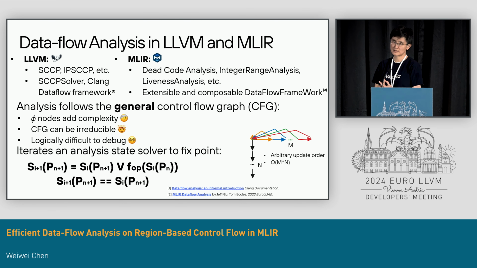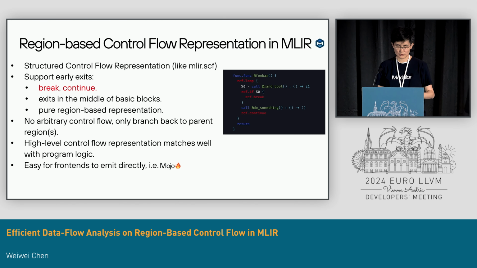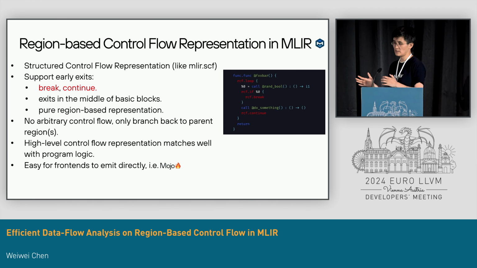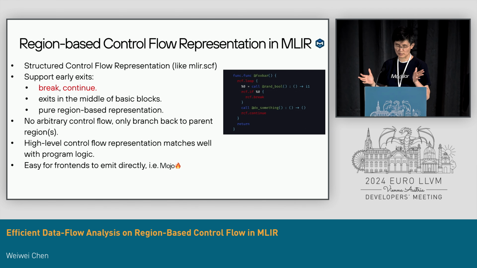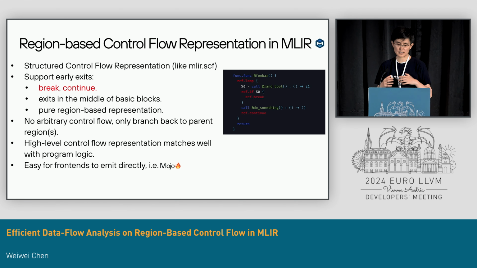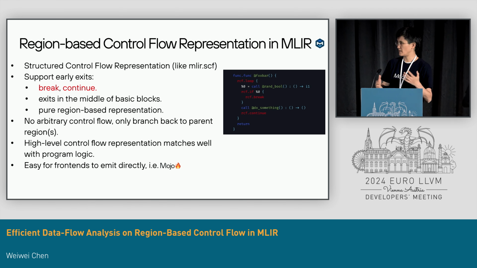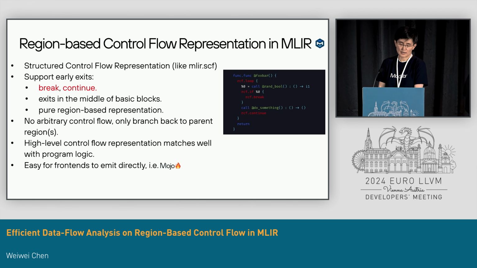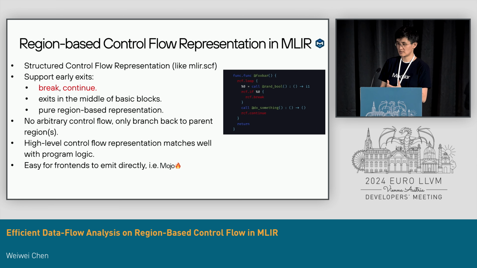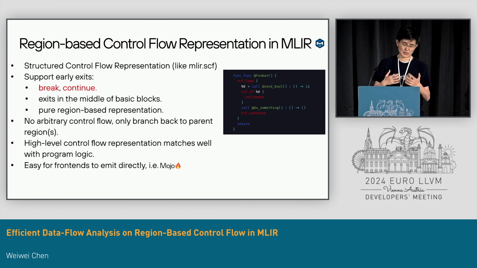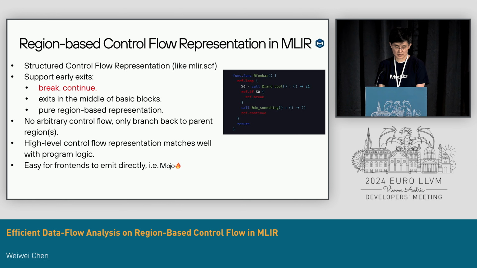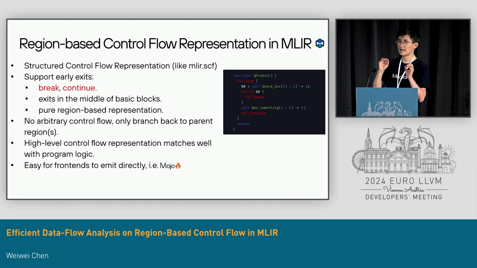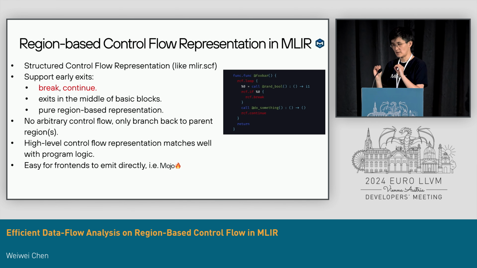So how can we improve that? We first want a better way to represent the control flow. So what we are trying to introduce, and this is already being used in the Mojo language, is a region-based control flow representation in MLIR that can represent structured control flow. It is pretty much like the MLIR SCF, the structured control flow dialect. However, in addition to that, it supports early exits. So we can actually support semantics like break and continue in this representation. The reason why SCF does not support it is that it would violate the language reference of MLIR.